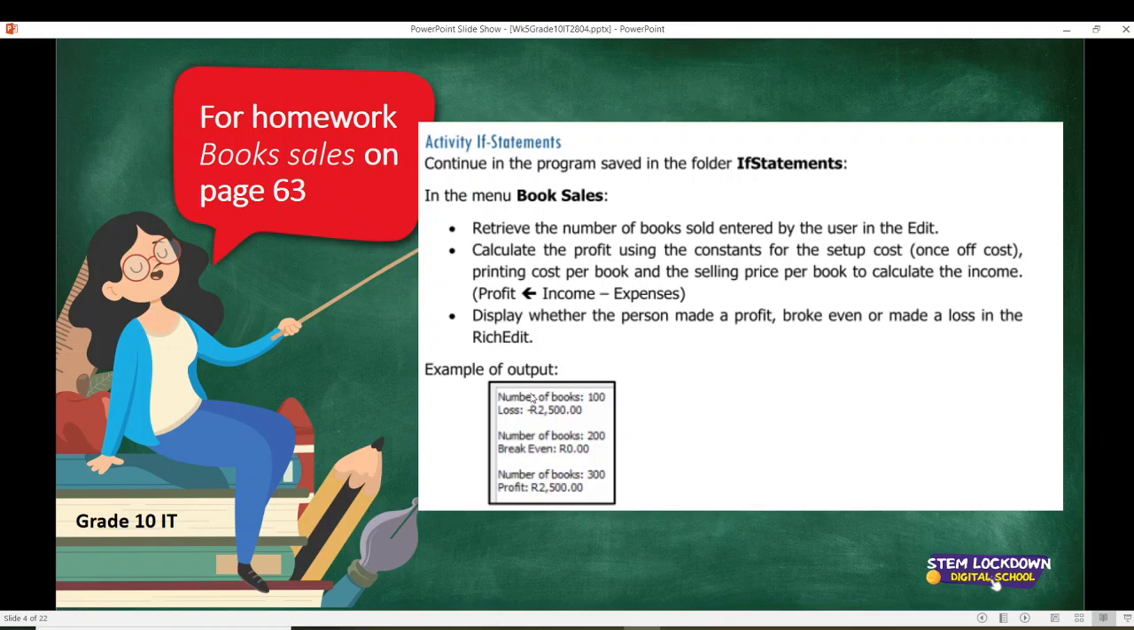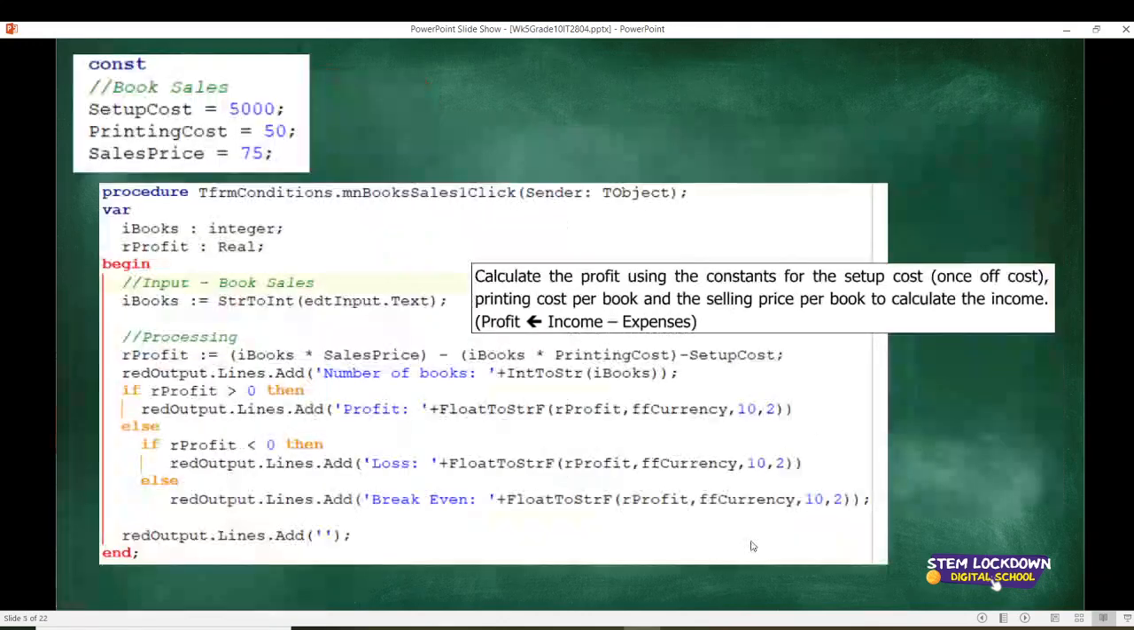And here is an example of what your possible output could have looked like. So if they sold 100 books, they would have made a loss of 2,500 Rand. If they'd sold 200, they would have broken even, and if they'd sold 300, they would have made a profit of 2,500 Rand. So what did the code look like?